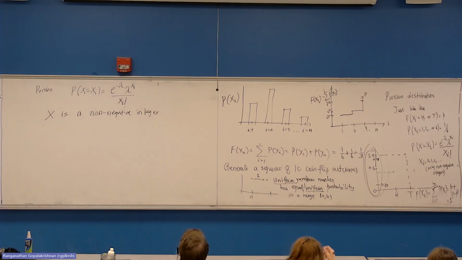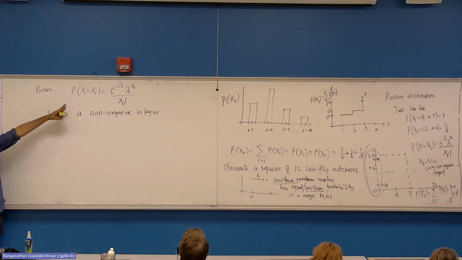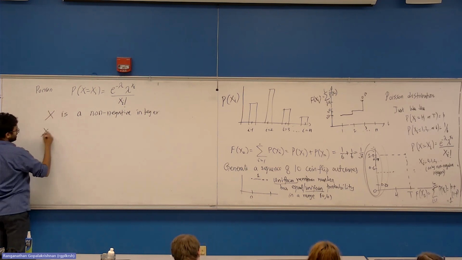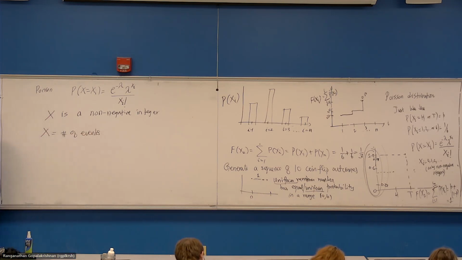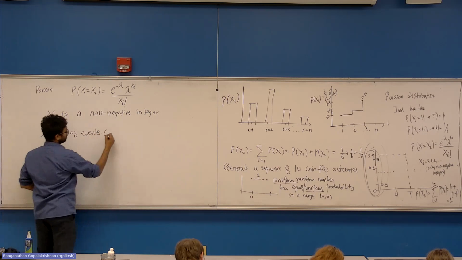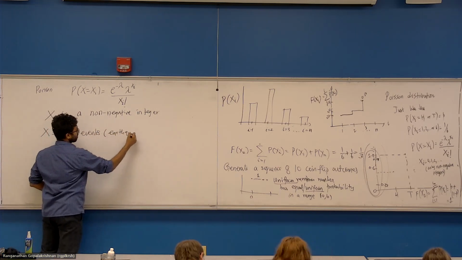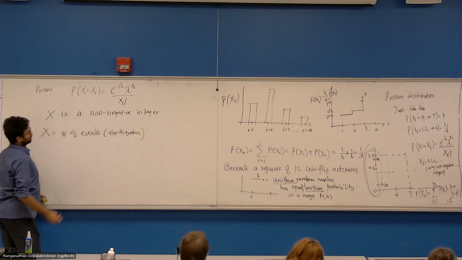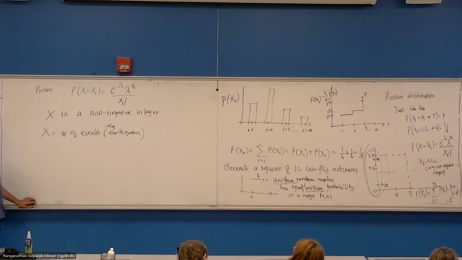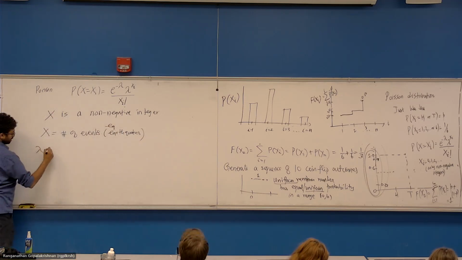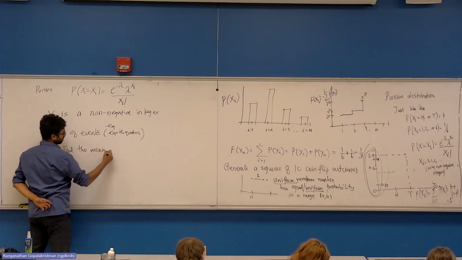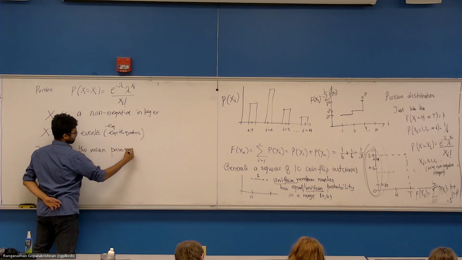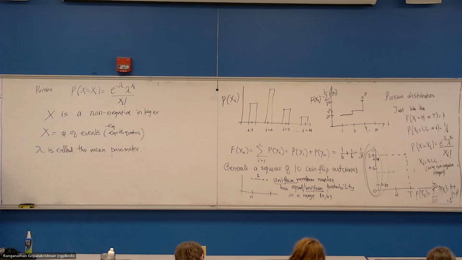What are the kind of quantities we use the Poisson distribution to model? X can usually be the number of events. Like for example, we discussed earthquakes, let's say. Rare events. Lambda is called the mean parameter, or average parameter.